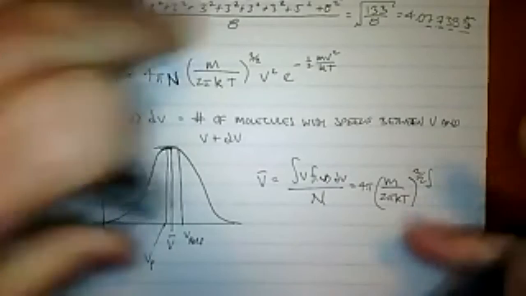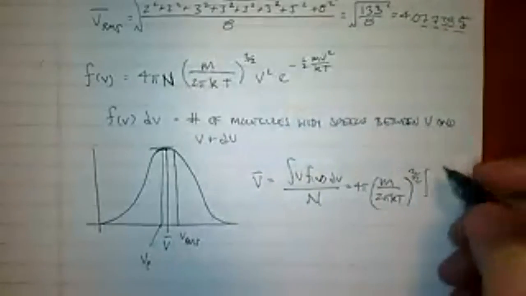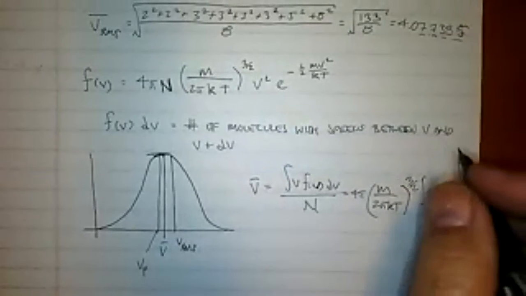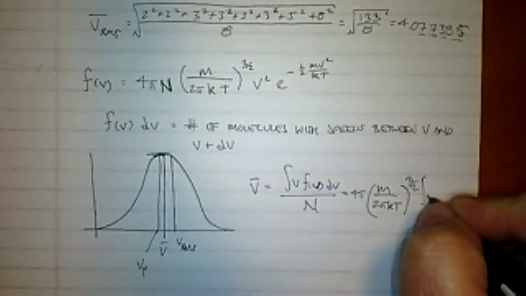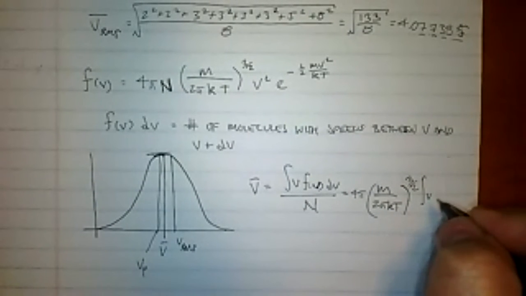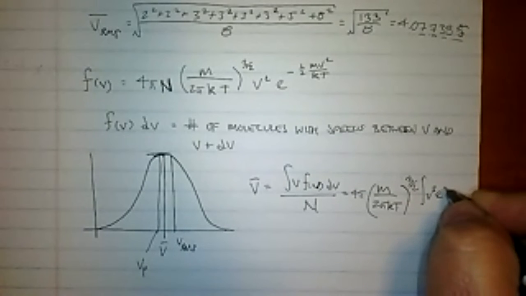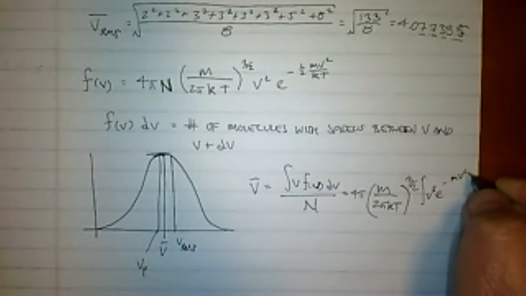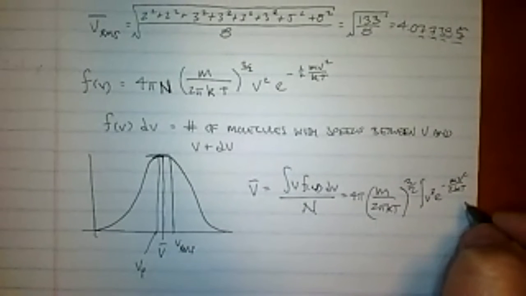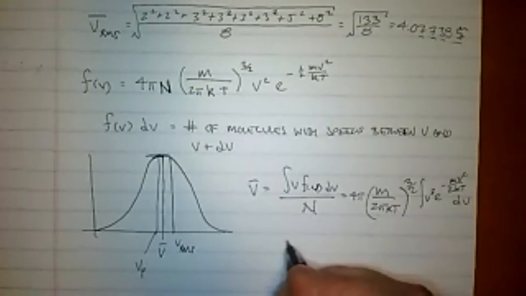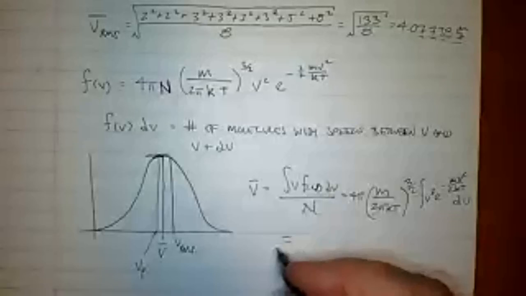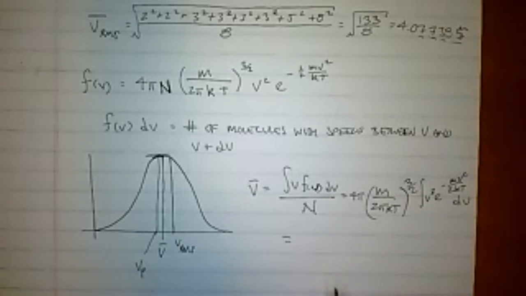So all you're really left with is an integral of v squared, e to the negative 1/2, or actually it's v cubed because it's already v squared, v cubed e to the negative mv squared over 2kT, all times dv. If you look up in a table of integrals, or you can actually use integration by parts, which is another neat little trick. I highly recommend you taking the time to do this by integration by parts.